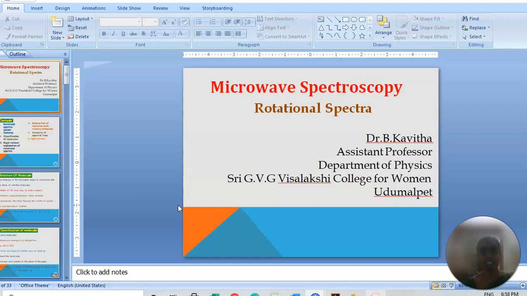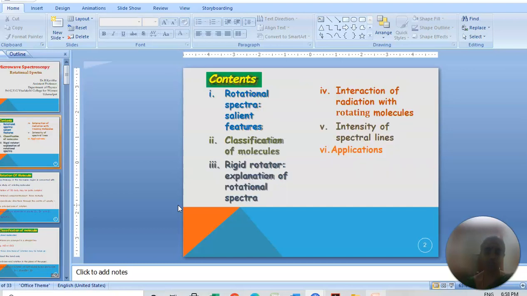From the name itself we can see, we are going to use microwave region radiations for the study of spectra of molecules. So the spectroscopy in the microwave region is concerned. Today we are going to see about the rotation spectra, classification of molecules, rigid rotator, interaction of radiation with the rotating molecules, then the intensity of spectral lines and its applications.